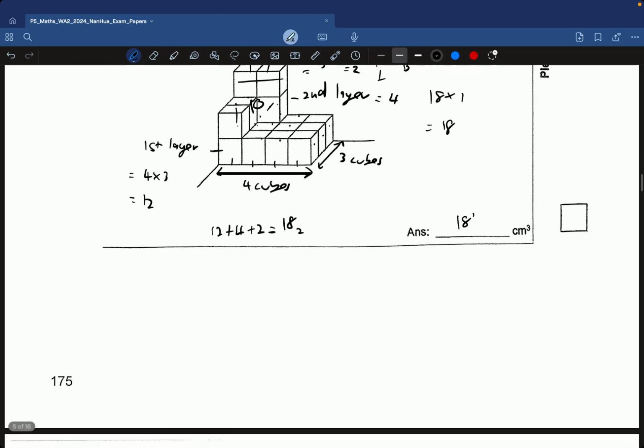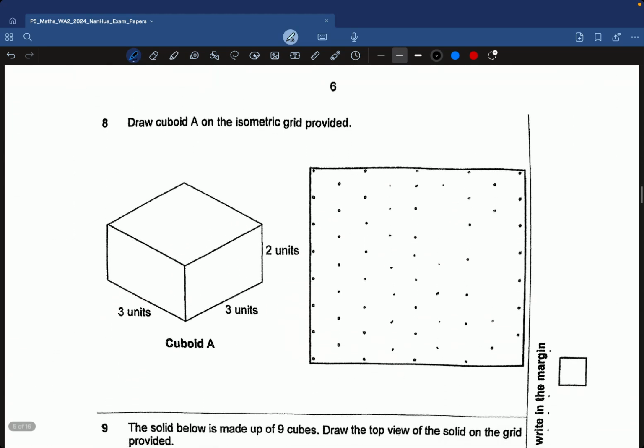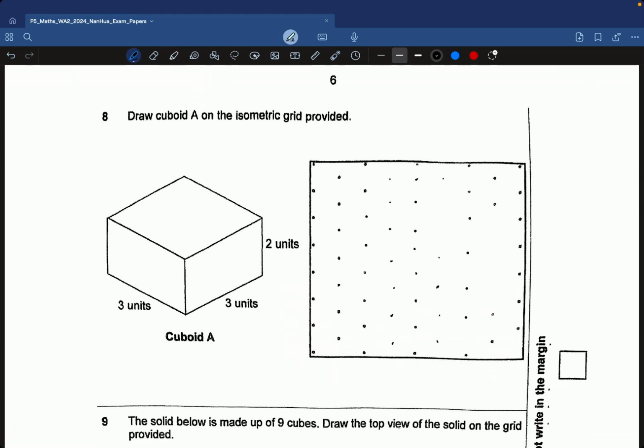All right, let's move on to question 8. Draw a cuboid A on the isometric grid provided. So over here, basically you can see there are 3 units, 3 units, and 2 units. So this is pretty straightforward. What you can do is you can just see the 3 dots.